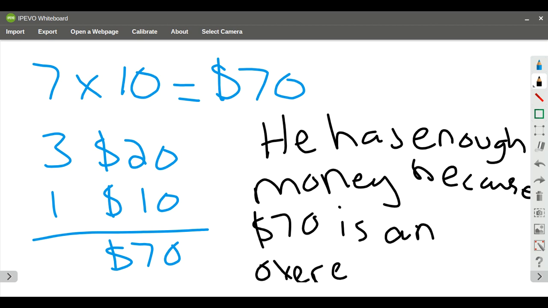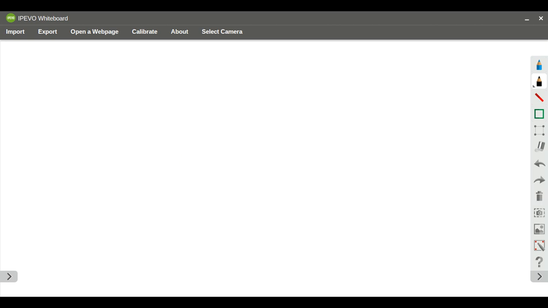and we want an overestimate when it comes to money because we want to make sure that we have enough money. This is not a situation where we would want to underestimate. We definitely want to overestimate and not underestimate when it comes to money. We want to make sure we have enough money, not less money. So he does have enough money because this $10 was greater than $9.25. So it was an overestimate.